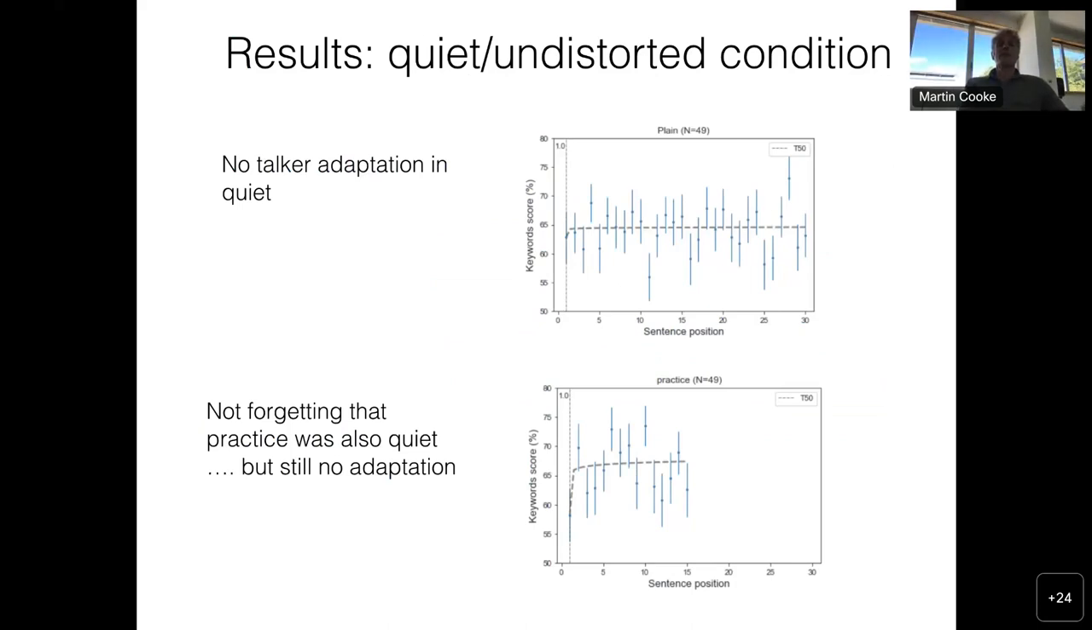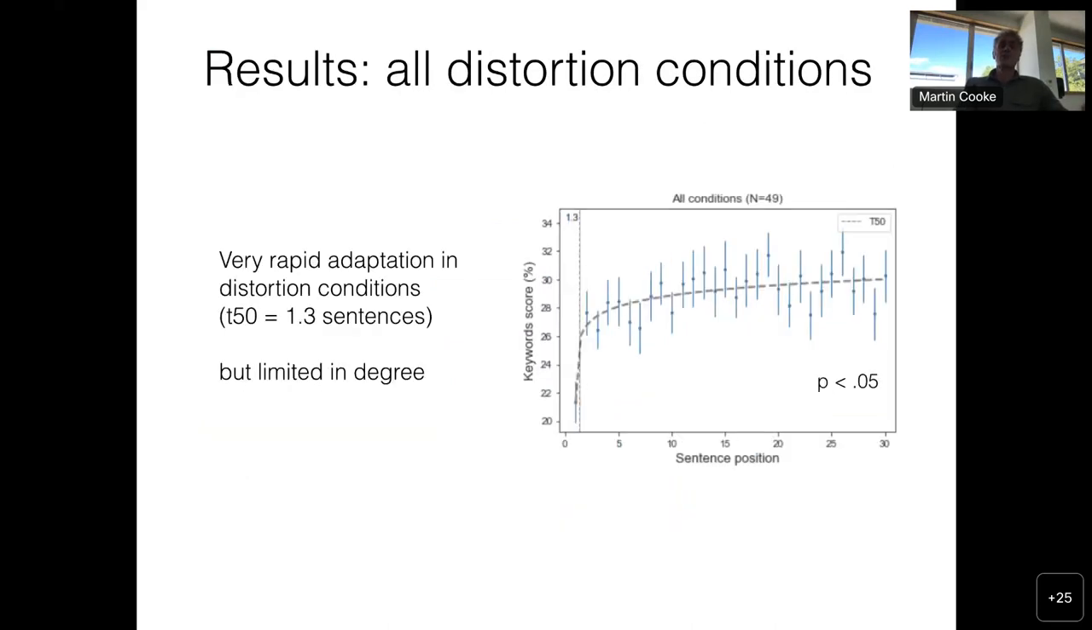Of course, not forgetting that they also got this 15 sentence practice, which is the same talker, different sentences. So really, we should be looking at that. And although the log fit seems to suggest there's adaptation, in fact, there's no adaptation happening here at all statistically. No adaptation in the quiet condition. What about the distorted conditions? Well, in fact, we do see some adaptation in the distorted conditions. However, it's very rapid and it's a bit different from what we saw for native speech perception, that is.